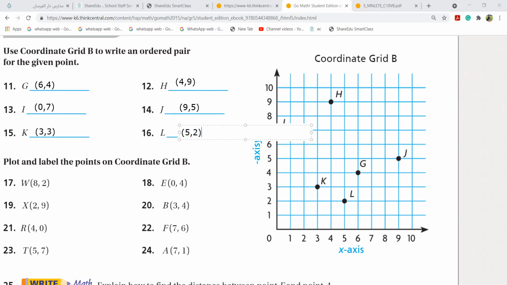Next. Now, Duri. Can you tell me where is W? 8.2. Okay, 8.2. Can you just put a dot there? Okay, I will see now. Now see, this 8 is on Y. First, always X. Come to, just see X first, and come to 8. Put your finger and go till Y. Go up till?